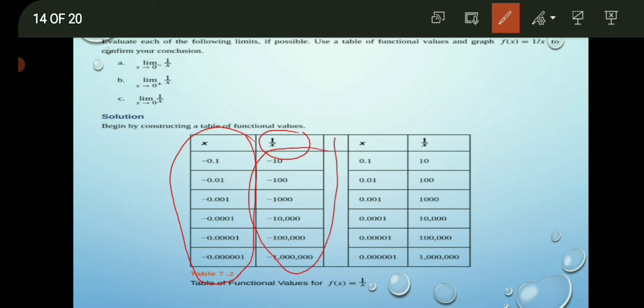On the next table, we have the values of x where x is greater than 0, so they are positive, while in the first table they are negative. With the same process, we substitute the values of x into 1 over x and write the answer here. So this is the table of functional values for f of x equals 1 over x.